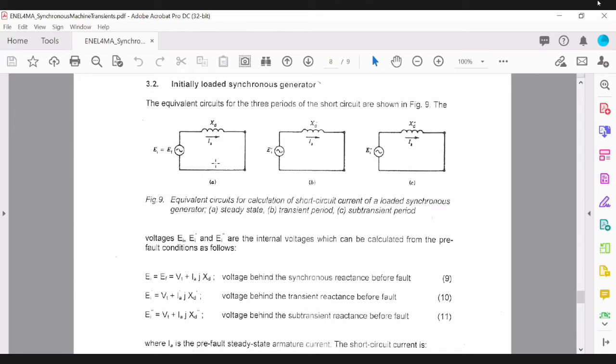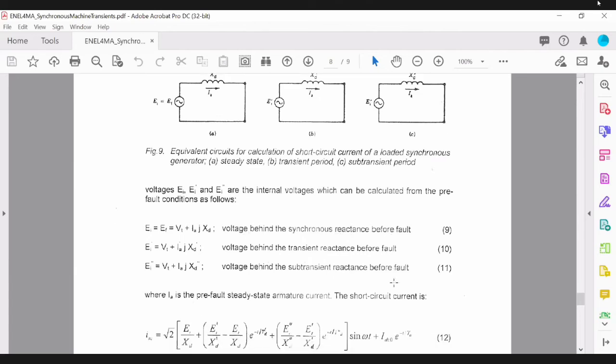So as we've discussed, we'll have 3 different equivalent circuits for each of the different periods, and as you can see, the voltage that's behind your reactance is there, whether it's subtransient, transient or steady state. So that value of EI will change. So you have EI dash, and EI double dash. So one is the voltage behind the subtransient reactance before the fault. Then you'll have the voltage behind the transient reactance before the fault, and the voltage behind the synchronous reactance before the fault.